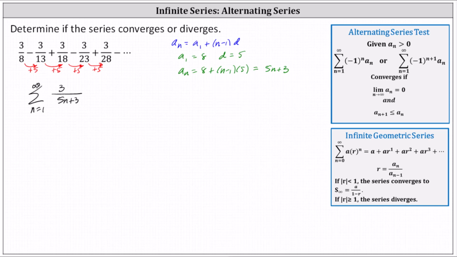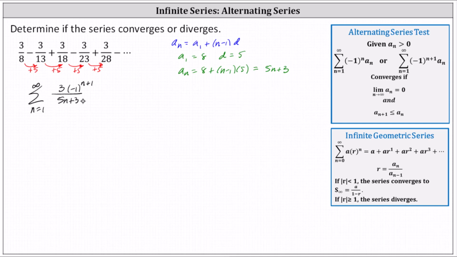And now we've got to deal with the alternating sign. We'll have to include a factor of negative 1. If we include negative 1 to the power of n, though, notice when n is 1, the first term is negative 3/8, not positive 3/8. To fix this, we'll change the exponent to n plus 1. Now when n is 1, we have positive 3/8. When n is 2, we have negative 3/13, and so on.